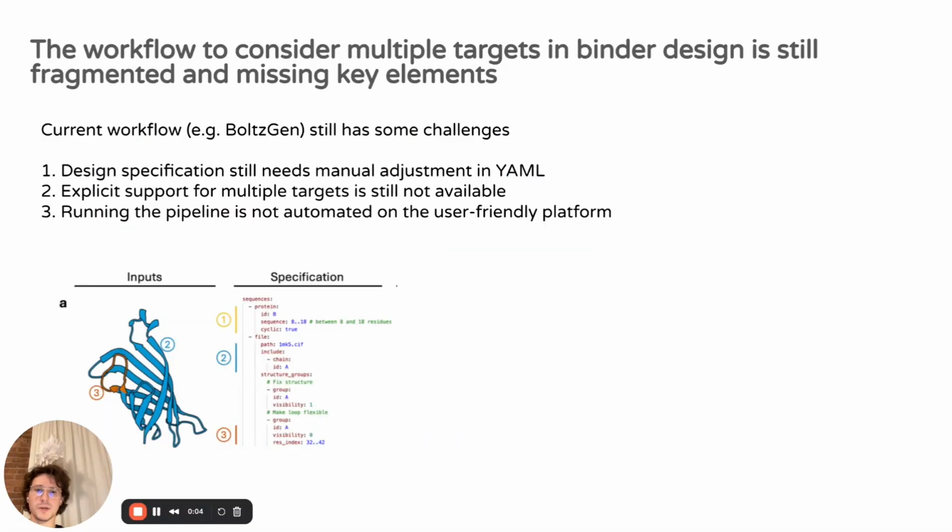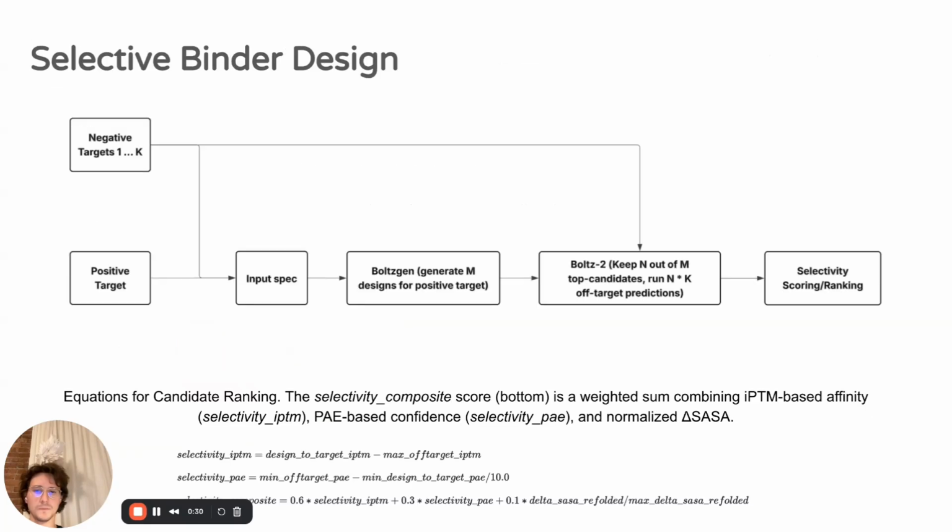The workflow for designing binders that consider multiple targets is still quite fragmented and misses some key elements. Current solutions like BoltzGen still face several challenges. First, the design specifications often require manual adjustments in YAML files. Also, there is no explicit support for handling multiple targets simultaneously. And running the pipeline isn't automated on a user-friendly platform, making it harder for non-experts to use.